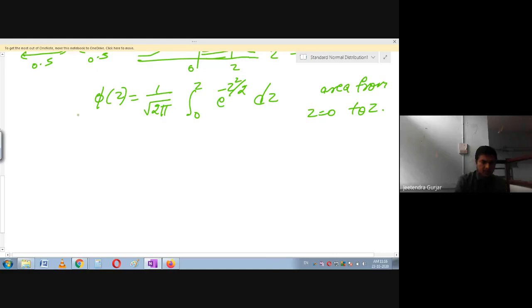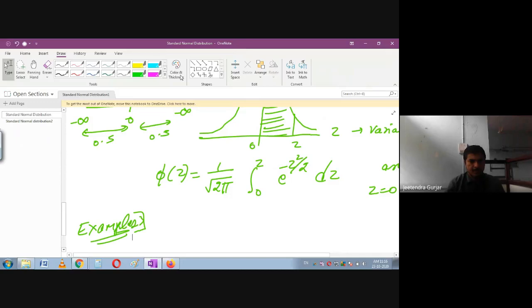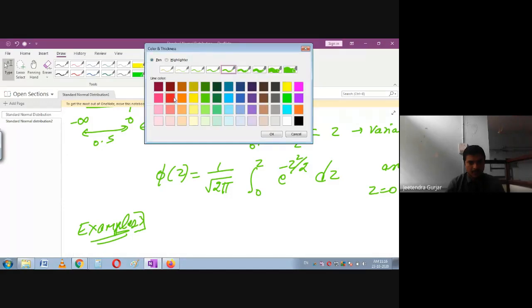So now, students, write down the example. I think we have already solved 2 examples, so I'm going to go for the third example. We see a very good, important example here.